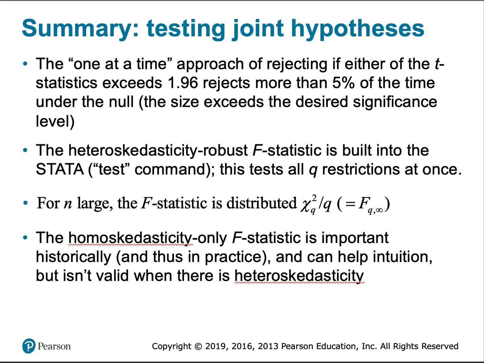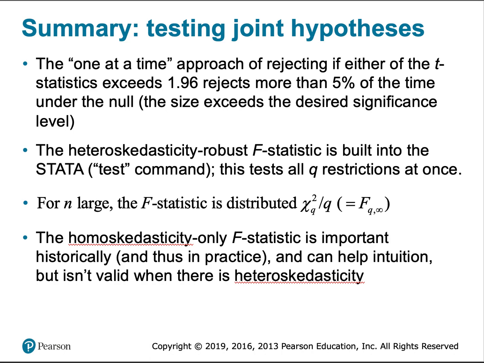So let's sum up this F-statistic discussion on testing joint hypotheses. The one-at-a-time approach of rejecting if either of the t-statistics exceeds 1.96 rejects more than 5% of the time under the null, so it does not work, because the size of this test exceeds the desired significance level. We have shown that in this case the size of the test is actually closer to 10% when we want a level of significance of about 5%.